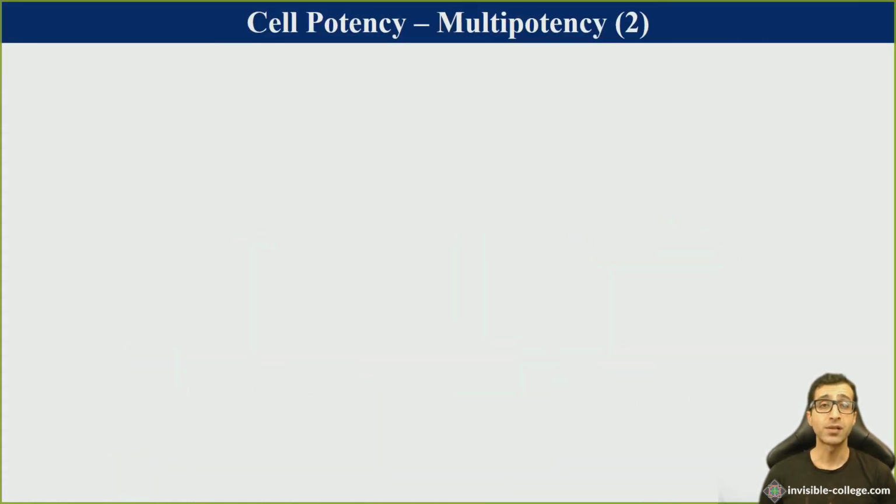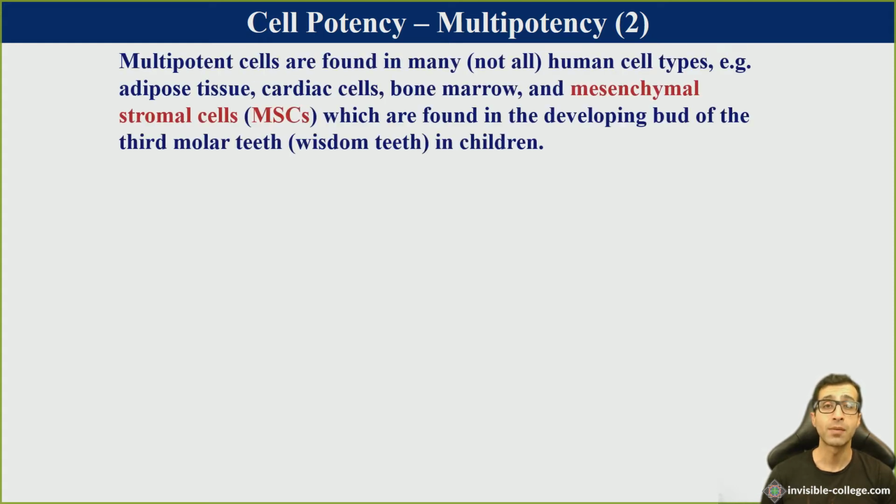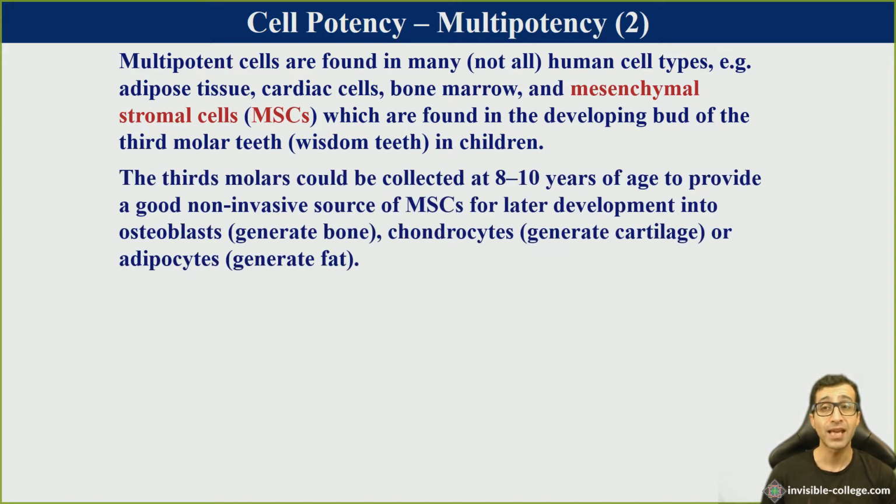Now, multipotent cells are found in many but not all human cell types. So, for example, adipose tissues, cardiac tissue, bone tissue, and the mesenchymal stromal cells, or MSCs, which are found in the developing bud of the third molar wisdom teeth in children. These are all tissues and cell types in which you can find multipotent cells. Now, the third molars could be collected at the ages of between 8 and 10 years to provide a good non-invasive source of mesenchymal stromal cells, and these can then later be developed into osteoblasts to generate bone, chondrocytes to generate cartilage, or adipocytes to generate fat tissue.